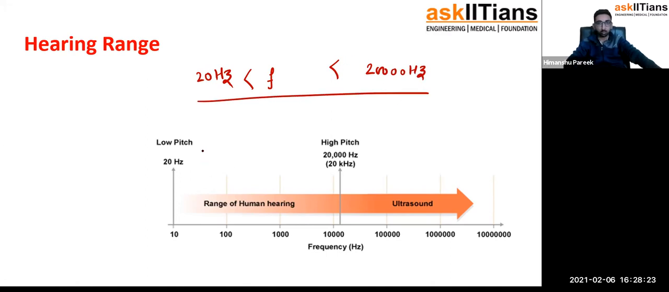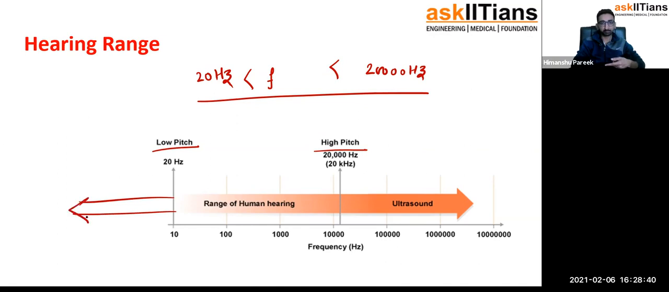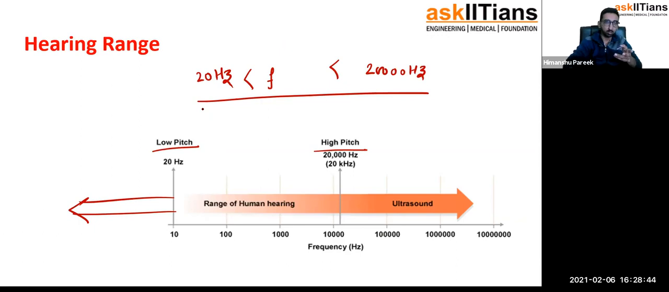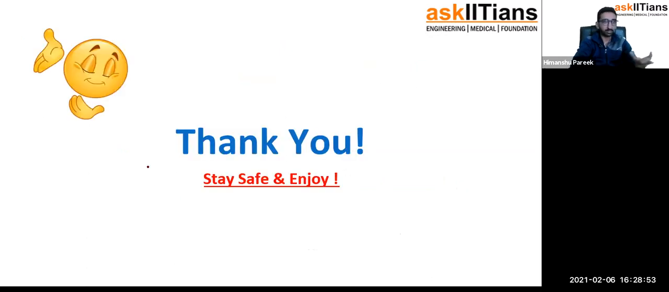Okay. So low pitch means low frequency. High pitch means high frequency. So 20,000 hertz is the maximum pitch which can be produced by any human. Right. Okay. And beyond this, you'll have the ultrasound, and beyond this other side, you'll have, just now as we discussed, infrasonic waves. Right. Okay. So that is what we had about infrasonic waves, ultrasound waves and the human audible range. So I guess that's all.